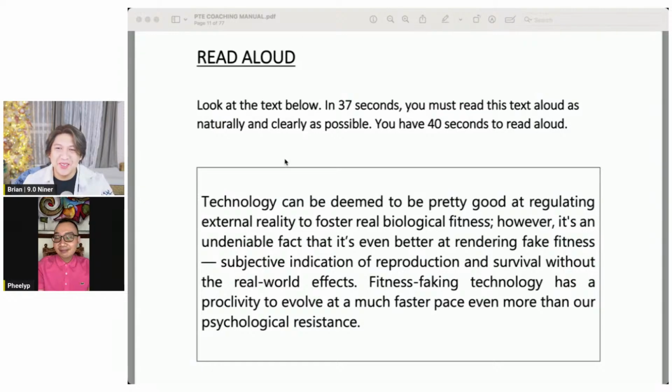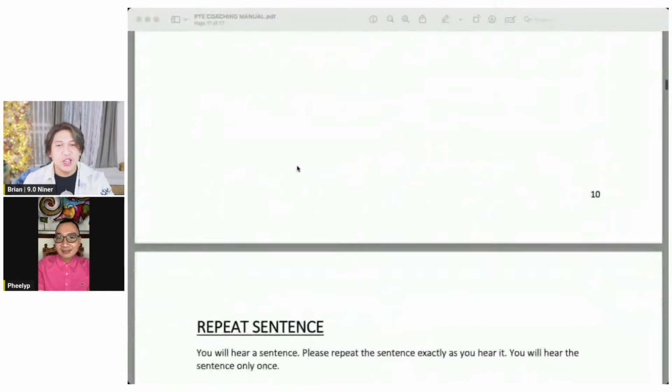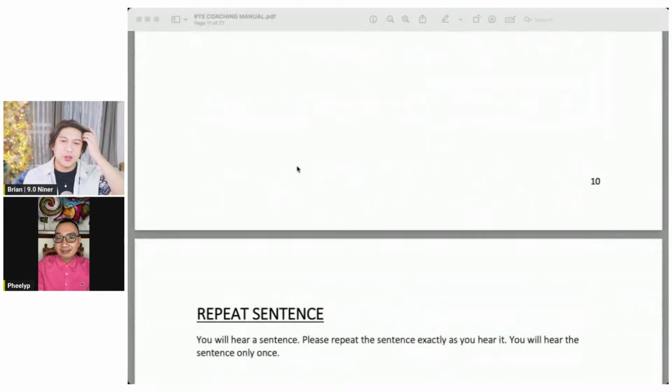Excellent. Now let's move on to the next part, which is your repeat sentence. You will hear sentences and then you have to repeat the sentences exactly as you hear them. You will hear the sentence only once. So, for a lot of candidates, this one's the hardest part because of poor memory.